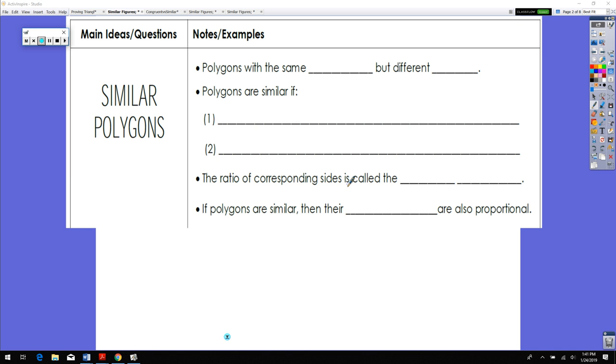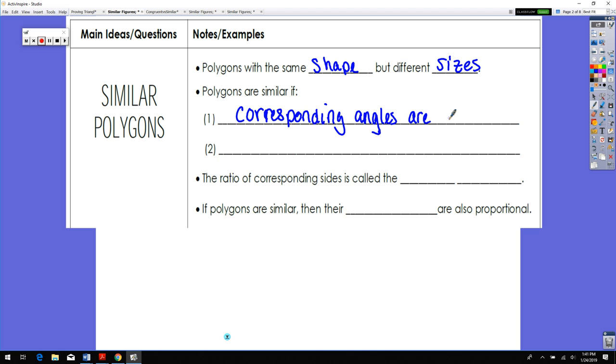Polygons with the same shape, but different sizes are what are similar. Okay? So they have the same shape, but different sizes. Dilations is one that comes to mind. Polygons are similar if their corresponding angles are congruent. So corresponding angles are congruent, meaning that they're equal.